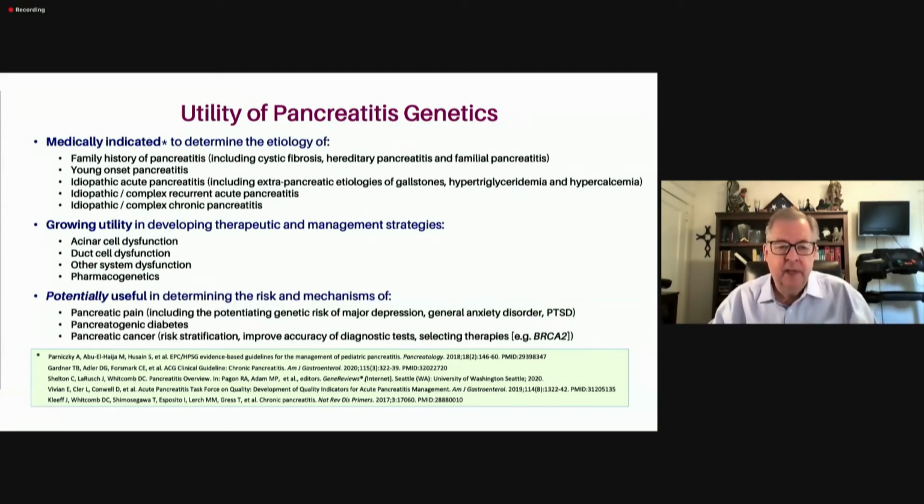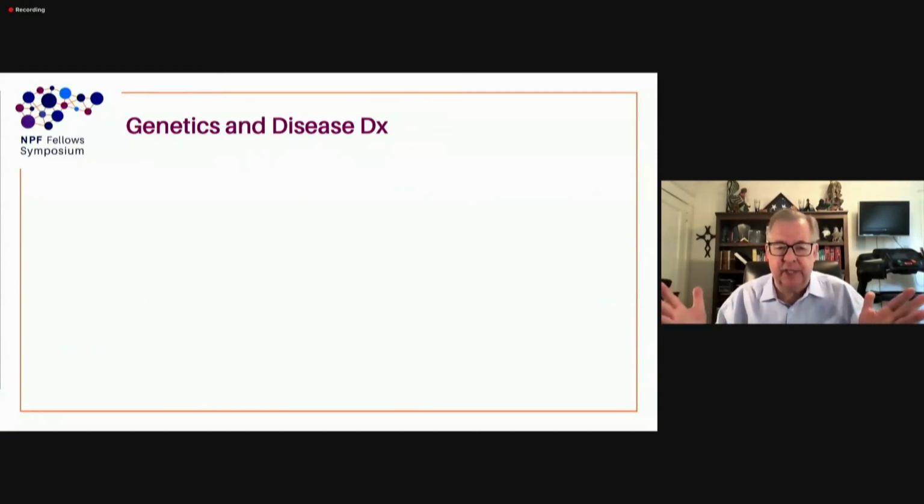And finally, it's potentially useful in pancreatic pain. There's going to be some exciting papers coming out and a special focus of pain in an NIH sponsored pain seminar coming up this summer. So it's important in pain management, in cancer, and in prevention of diabetes. The genetics and disease diagnosis is also important.